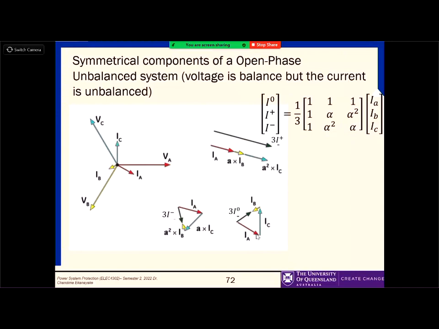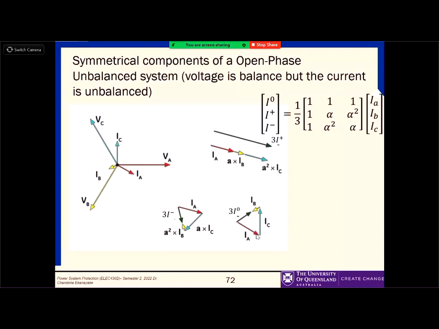Okay, what happens if one phase is open? What does that mean, one phase is open? How do you represent it with voltages and currents? If one phase is open, what happens to the voltage? Does the voltage change, or will the current be zero, or very low? What does it mean that one phase is open? Yes, the current through that conductor is almost zero because it's open.